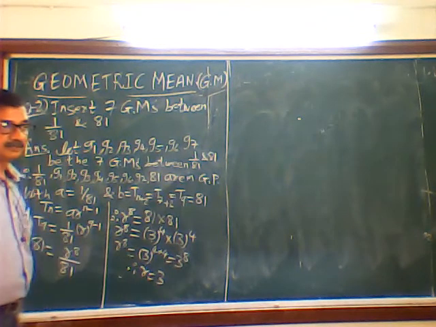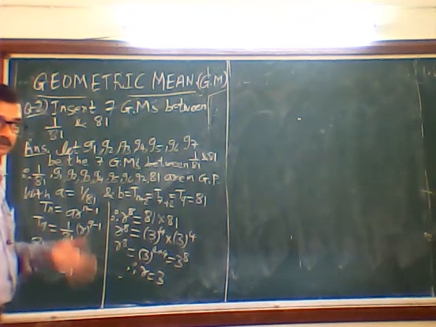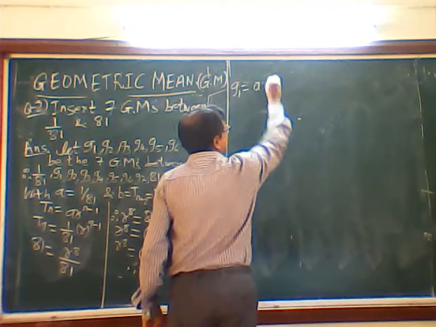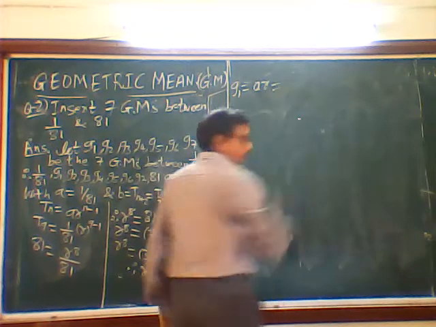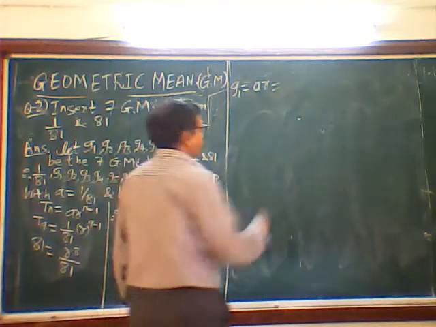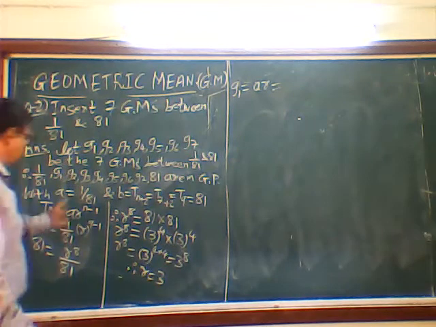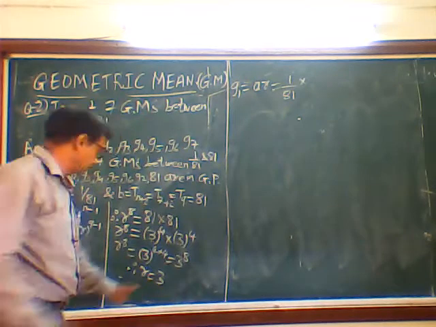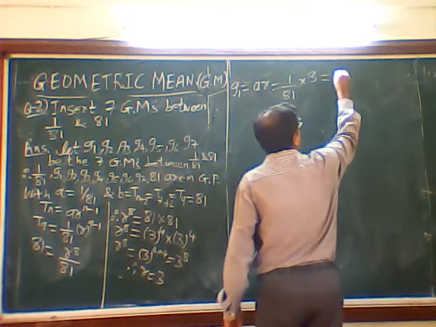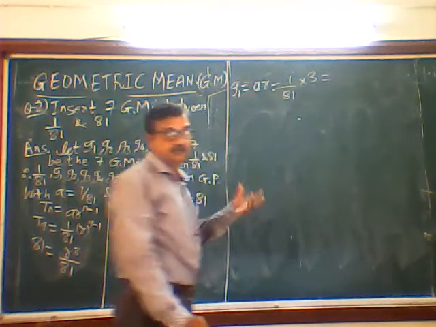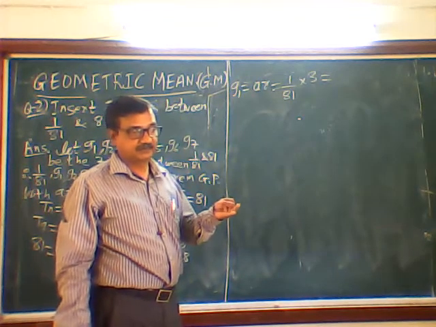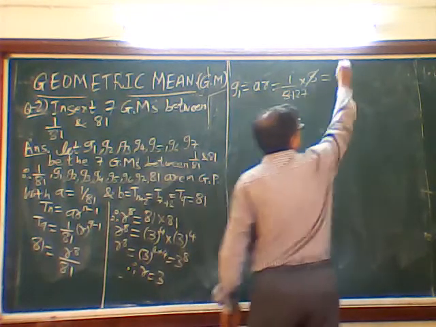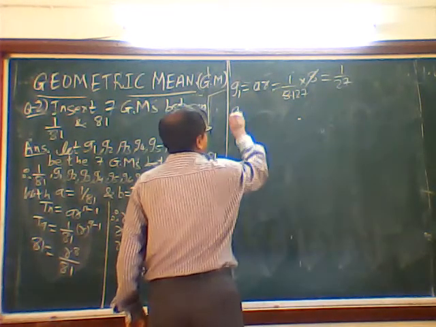Okay? Now, one by one, we will find out G1, G2, G3, G4, up to G7. So what is G1? G1 is what? AR. Where is A? 1 upon 81, into R. R is what? 3. So 81: 3 3s are 9, 9 3s are 27, 27 3s are 81. So 3 into 27, so 1 upon 27.